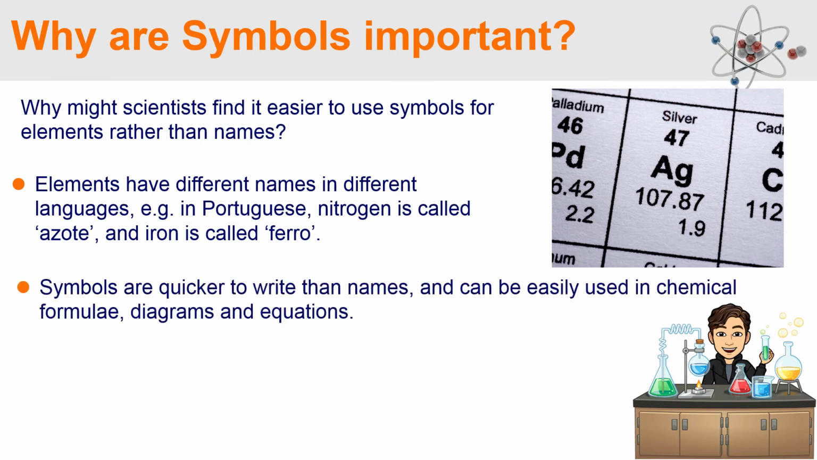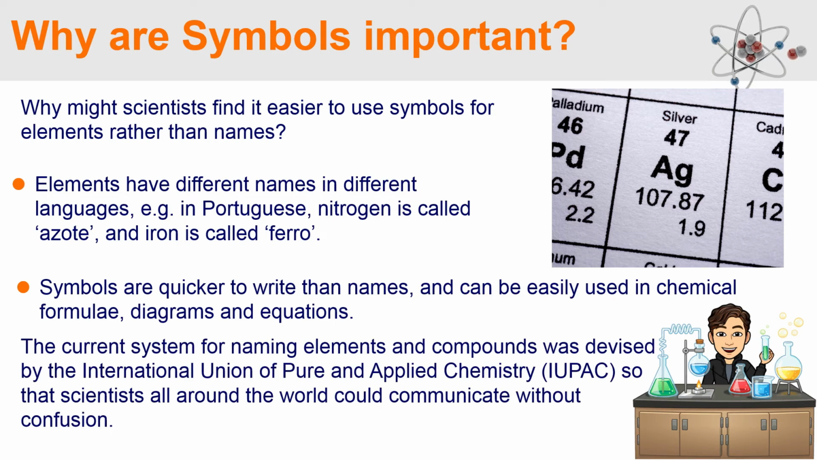Aside from that, symbols are quicker to write than names and can be easily used in chemical formulas, diagrams, and equations. So when you talk about carbon dioxide, you can easily write it by its symbol CO2, for water H2O, and for salt, sodium chloride can just be simply written as NaCl. Now this has been standardized by the International Union of Pure and Applied Chemistry, or IUPAC, so that scientists all around the world could communicate without confusion.